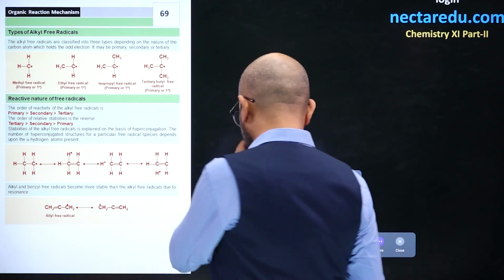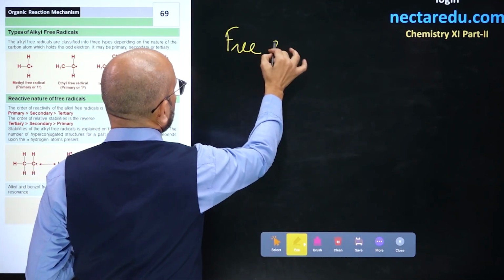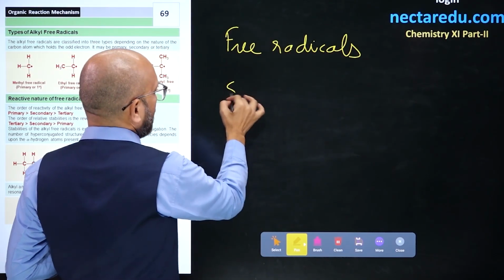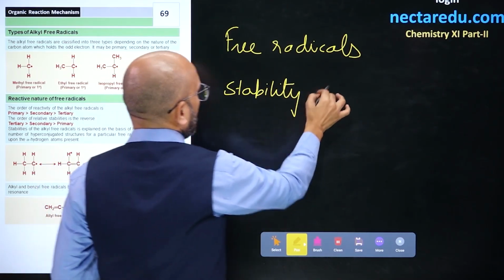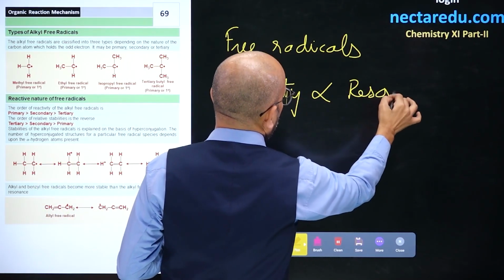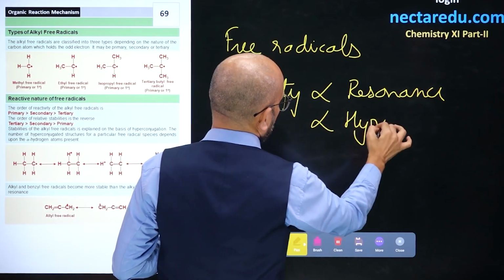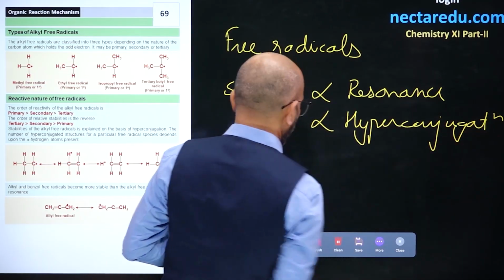Now let us discuss their stabilities. So what do you think? What will be the stability order for free radicals? Stability could be compared on the basis of resonance or hyperconjugation. So the more the number of alpha H, the more the stability.